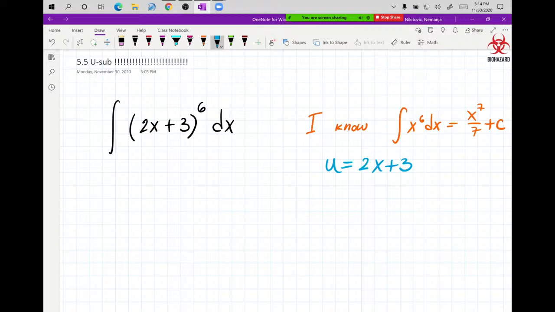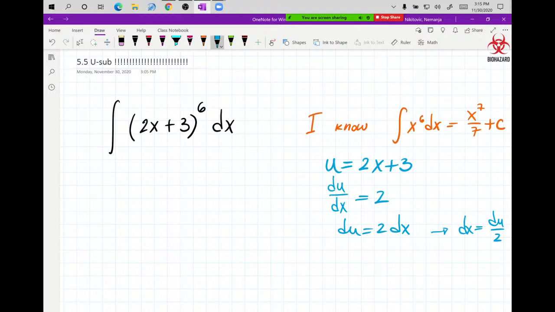And I also need this dx to replace it, because I can't have u to the 6 dx. Then the variables dimensions don't match. I am doing the transformation now, and I'm moving from x domain into u domain. So if my function is going to be in terms of u, my dx also better be du. So if I differentiate this one, I'm just going to get 2. And then I can write it as du equals 2 dx, from where I can see that to replace dx, it is du over 2.